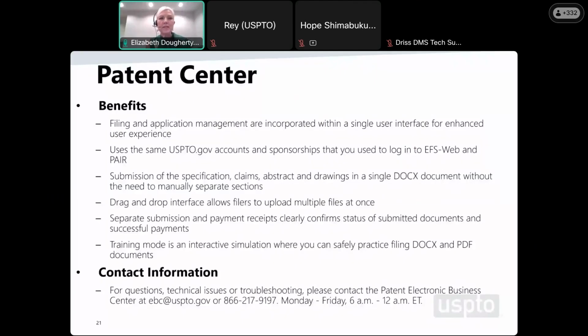The submission of specification, claims, abstracts, and drawings in a single docx document without the need to manually separate sections. This makes filing for you much easier. You can file them all together versus individually. Drag and drop interface allows filers to upload multiple files at once.